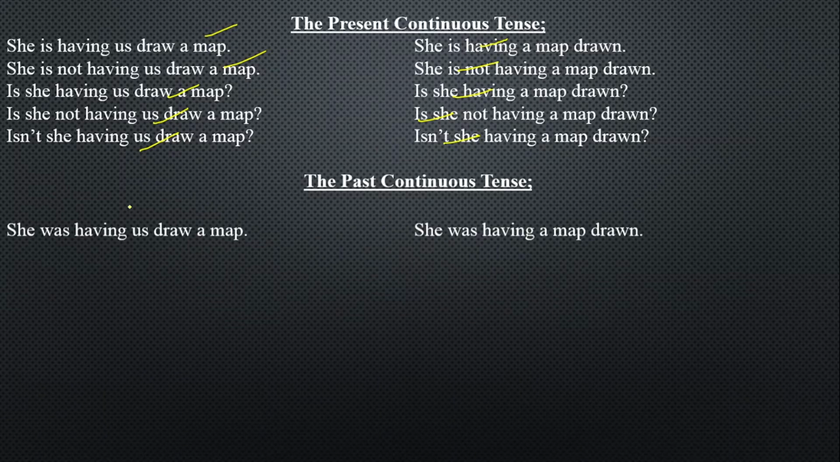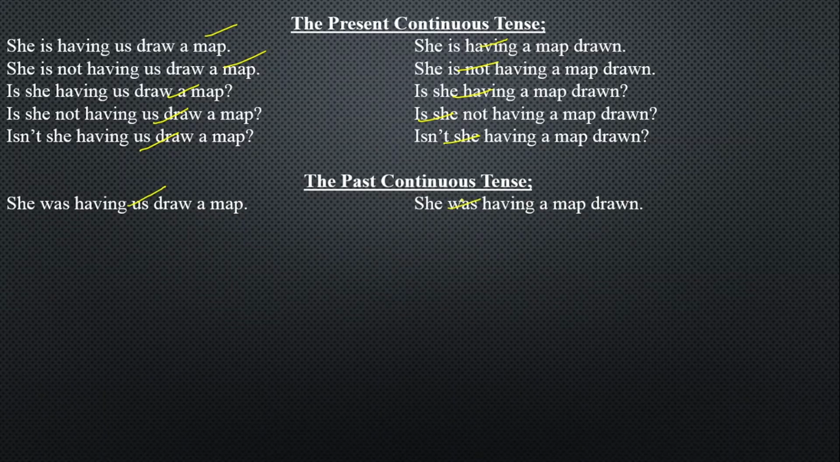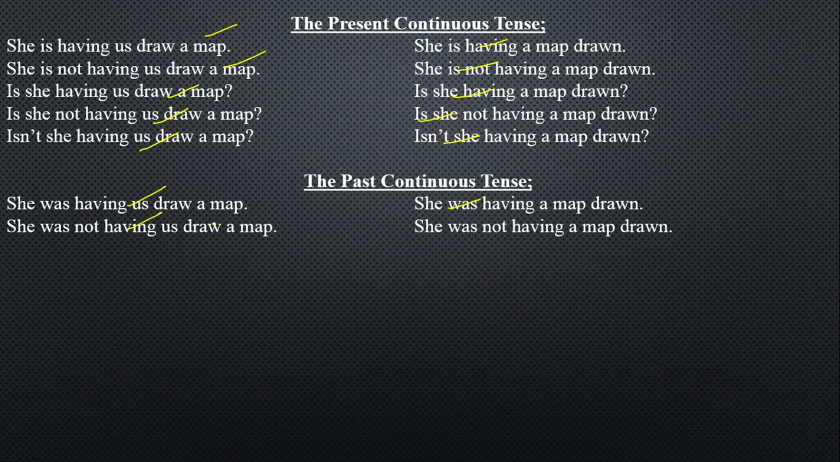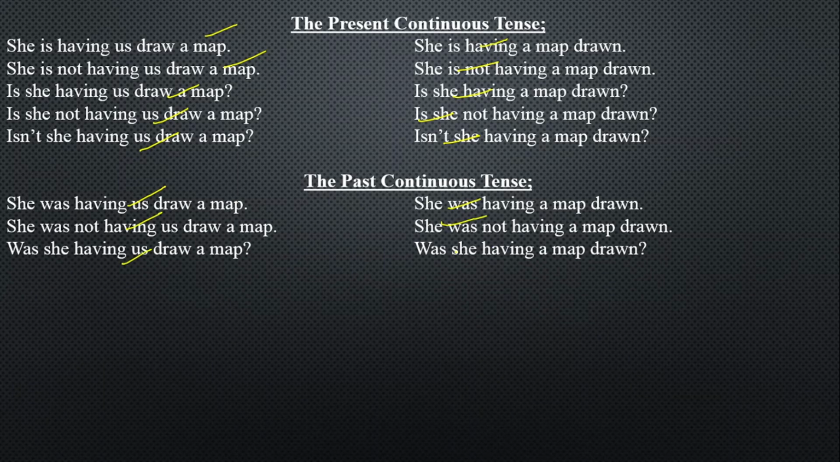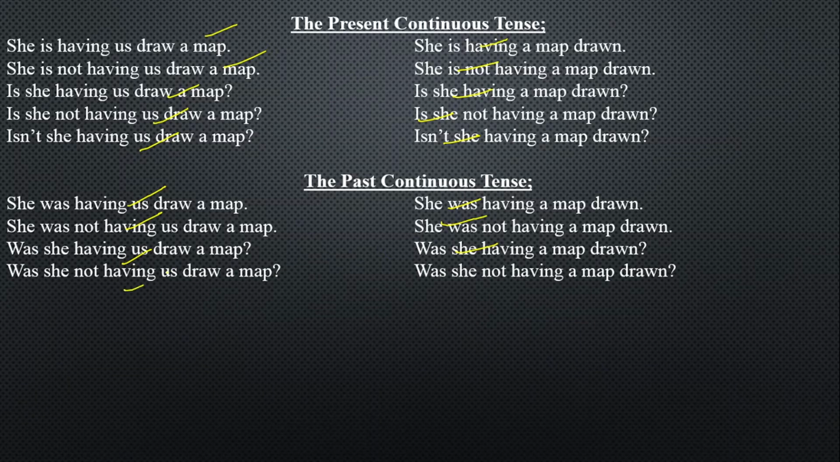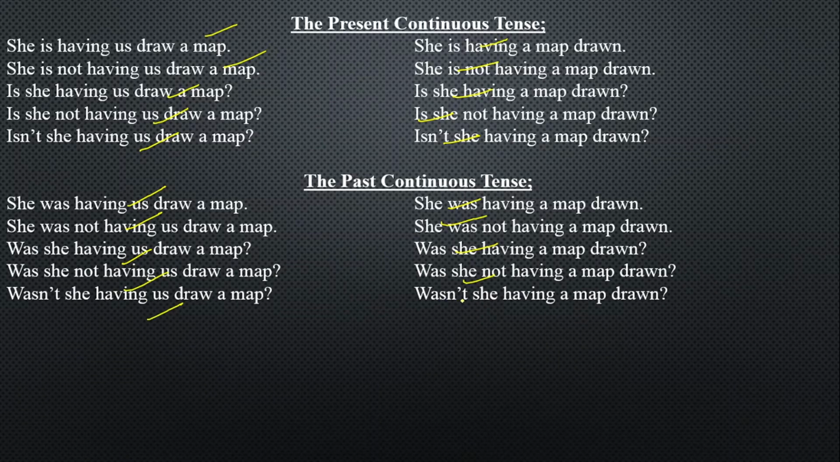She was having us draw a map. She was having a map drawn. She was not having us draw a map. She was not having a map drawn. Was she having us draw a map? Was she having a map drawn? Was she not having us draw a map? Was she not having a map drawn? Wasn't she having us draw a map? Wasn't she having a map drawn?